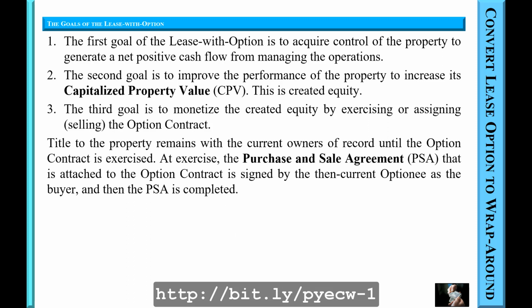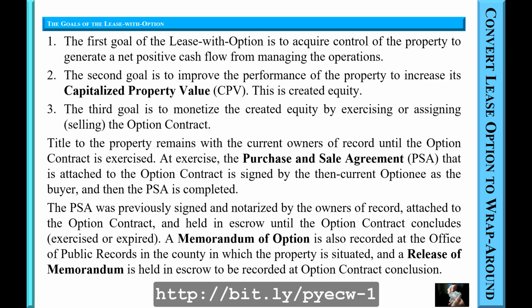Title to the property remains with the current owners of record until the option contract is exercised. At exercise, the purchase and sale agreement that is attached to the option contract is signed by the then current optionee as the buyer, and then the PSA is completed. The PSA was previously signed and notarized by the owners of record, attached to the option contract, and held in escrow until the option contract concludes, that is, exercised or expired.